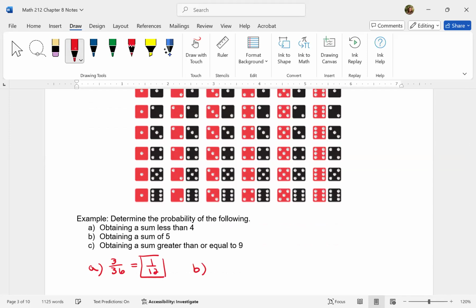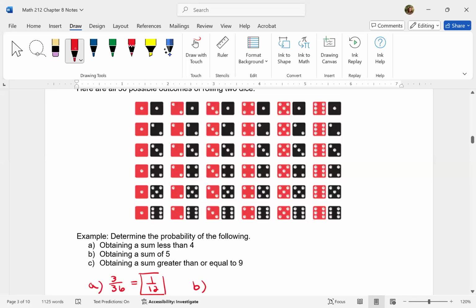Okay, part B. Obtaining a sum of 5. This is where the cool pattern plays in. So this 1 and 4 is 5, but so is this 2 and 3, and then 3 and 2, and 4 and 1. All of these along this diagonal add up to 5. So there's 4 of those total out of 36, which reduces to 1/9.